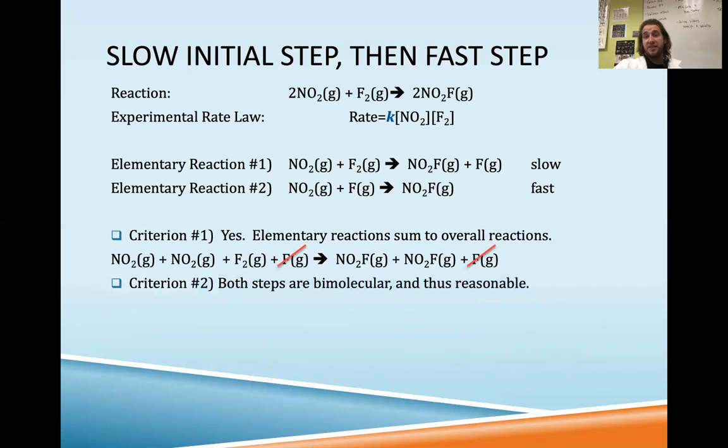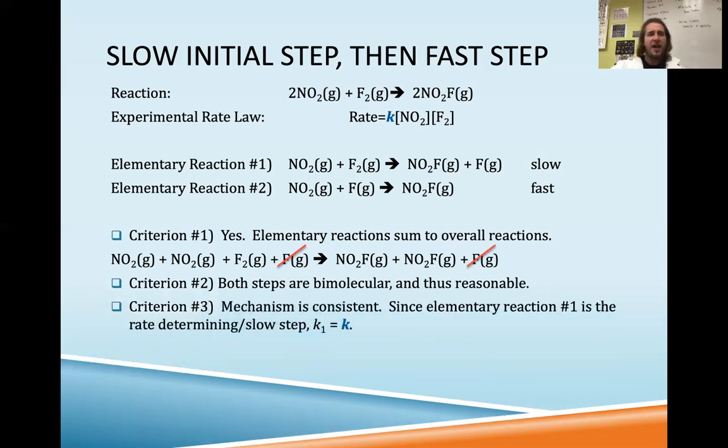Would your molecularity make sense? It's the second piece we would look for. Do our steps contain uni or bimolecular collisions? And the first one is bimolecular, second one's bimolecular. So yeah, it does. We're not going to dig into that slow step, the rate piece, quite yet, but we're going to layer that in a little bit later.